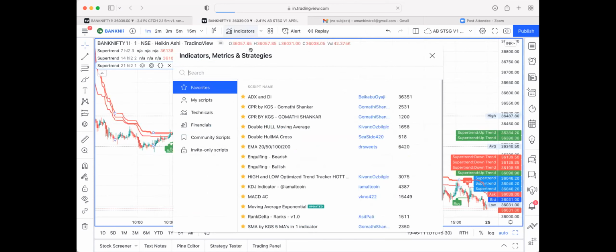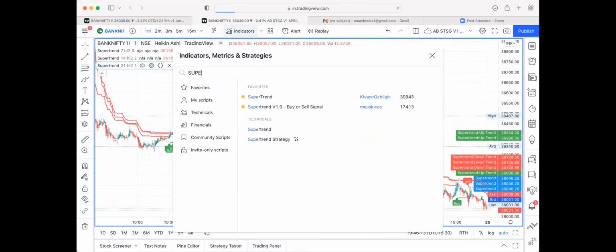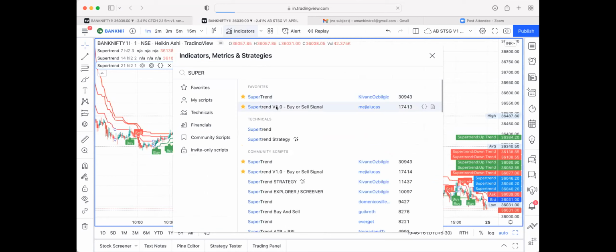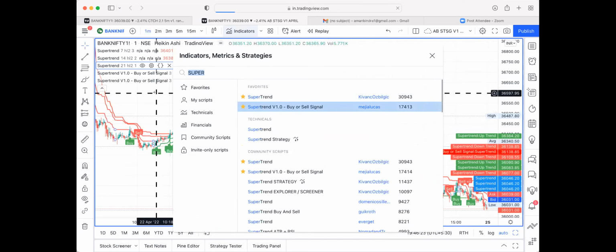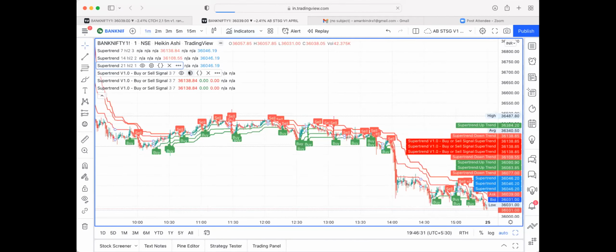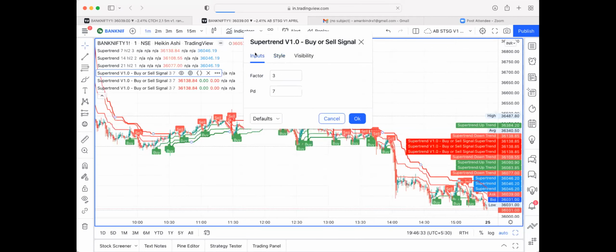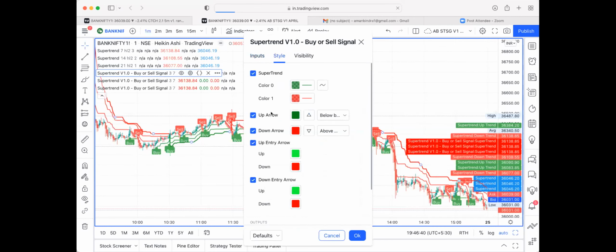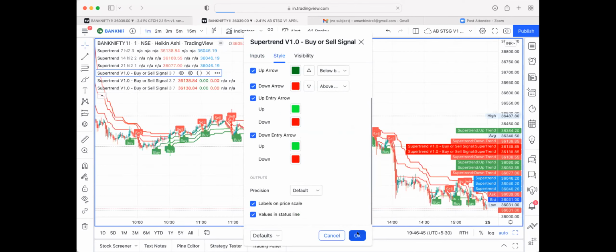Now the next 3 indicators would be Supertrend V10 buy and sell signal by Mega Lucas. This also we need to add 3 times because we will be using 3 separate values for it. Then we need to go into the first setting, and we need to put the setting exactly the opposite of what we put, 7-3. So we'll put 3-7. In style, we need to uncheck the Supertrend, and rest all will remain as it is.